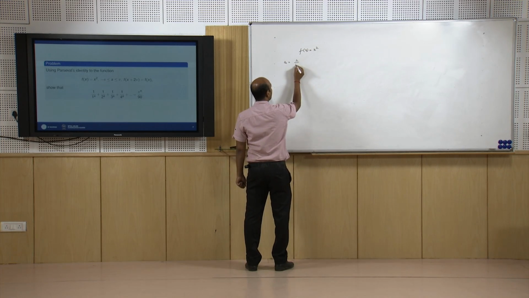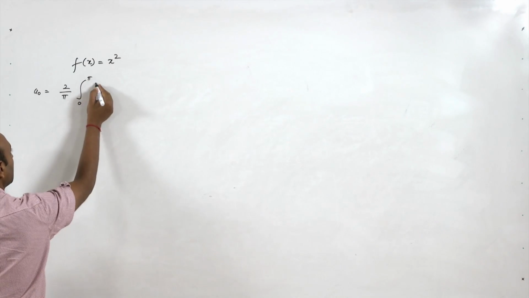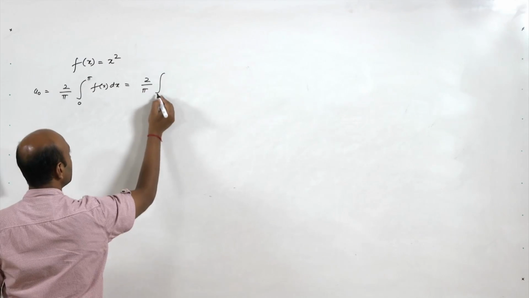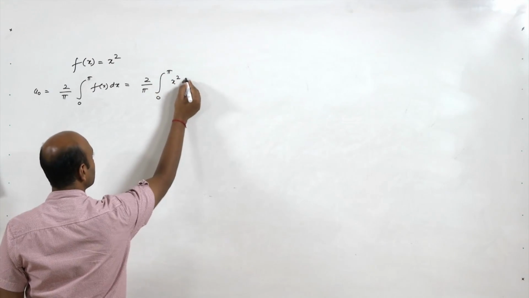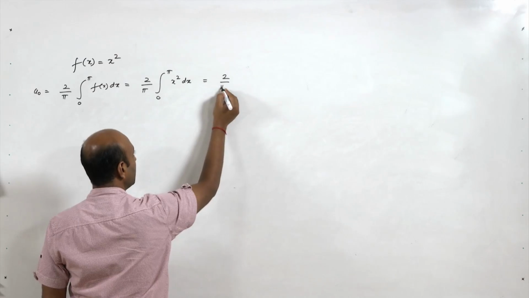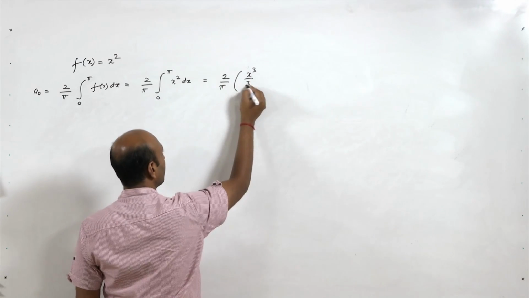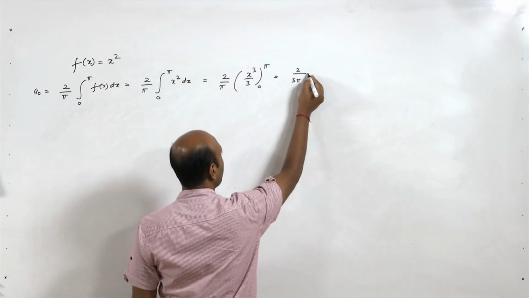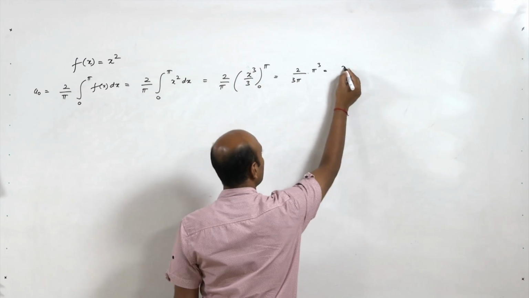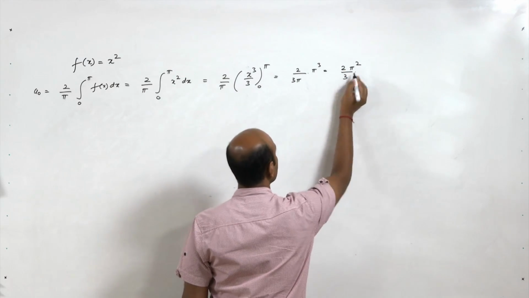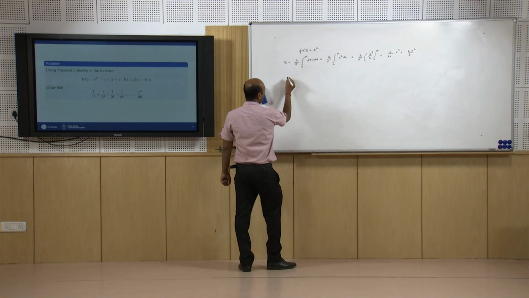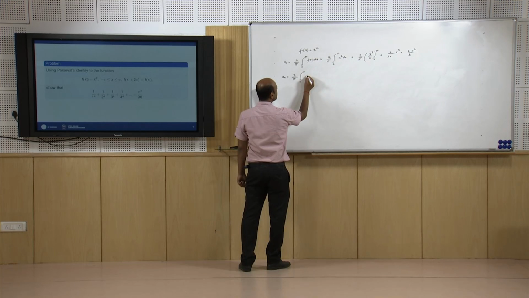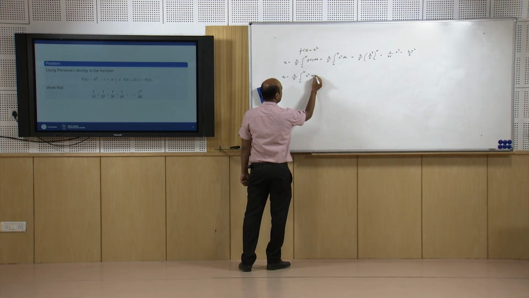a naught will be nothing but 2 upon pi integral 0 to pi f(x) dx, which is 2 upon pi integral 0 to pi x square dx, which equals 2 upon pi times x cube by 3 from 0 to pi. So, it is 2 upon 3 pi into pi cube, which is 2 pi square upon 3. So, this is a naught. Now, a_n is 2 upon pi integral 0 to pi f(x) cos nx dx.